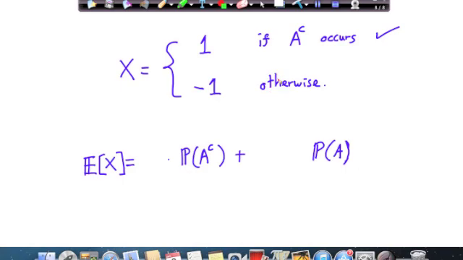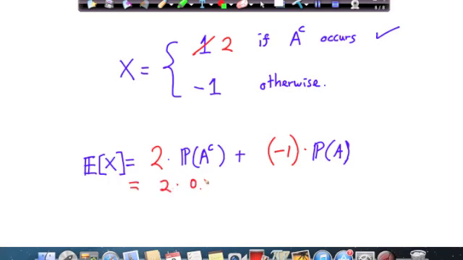What happens now if our friend offers to pay $2 instead of $1? So suppose we have $2 in the first case instead of 1. Do we still want to accept or reject the bet in this case? Well, we can calculate the expectation of X again. This will be given by 2 times the probability of the complement. Since the payout in the other case does not change, we still have -1 times the probability of A.